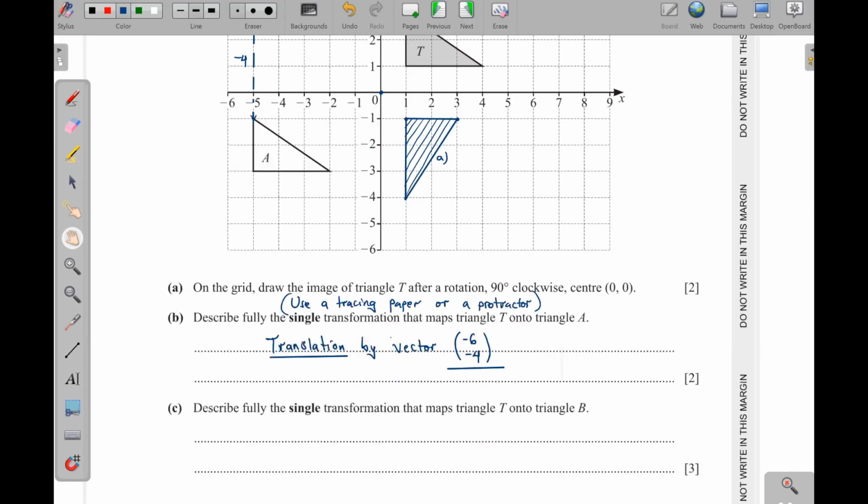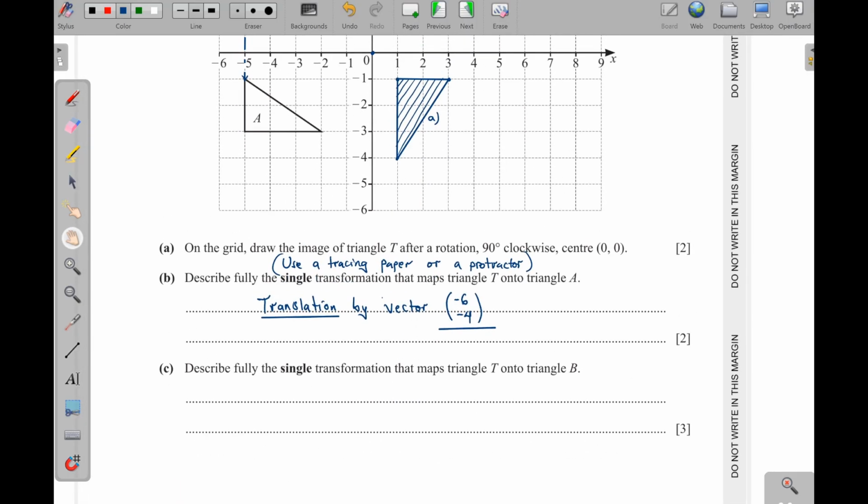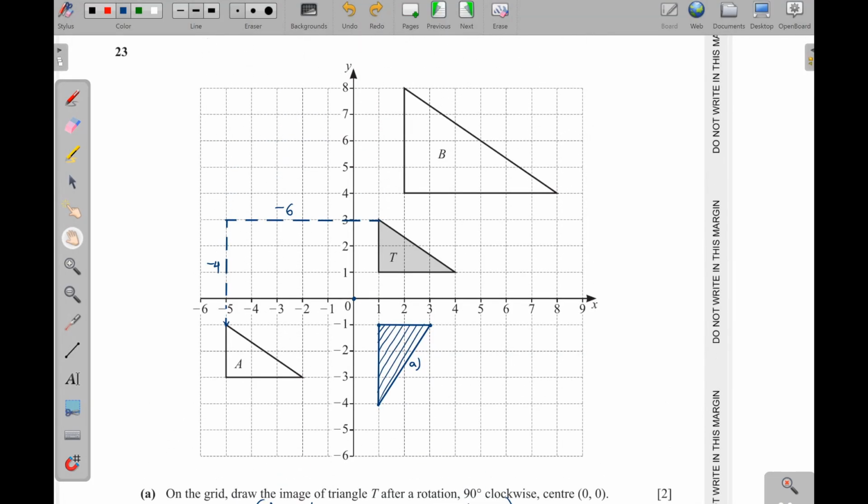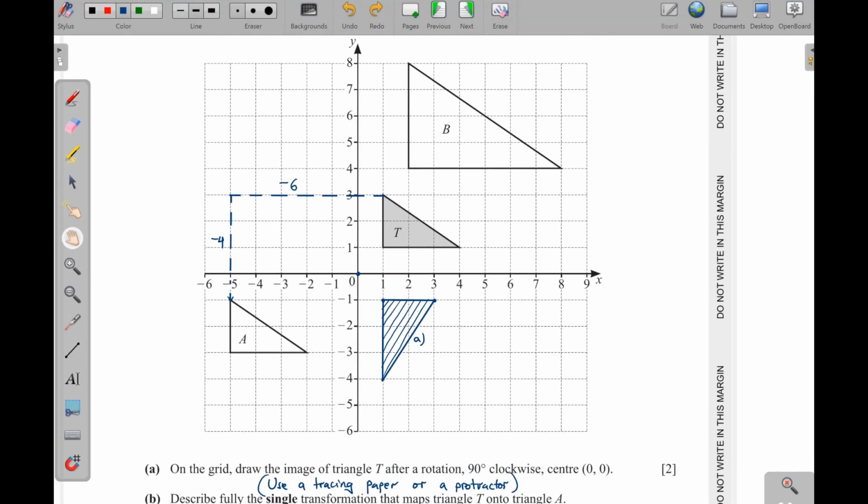See that? Then part C, describe fully the single transformation that maps T onto B. You look at the marks, so it is either enlargement or rotation. But since we did rotation in part A, they can't be mad to again give you rotation in C. So this has to be enlargement. Actually, for enlargement, you have to look at the object and the image. One of them has to be bigger or smaller than the other. You can see that this one is bigger than this. That means this is enlargement.